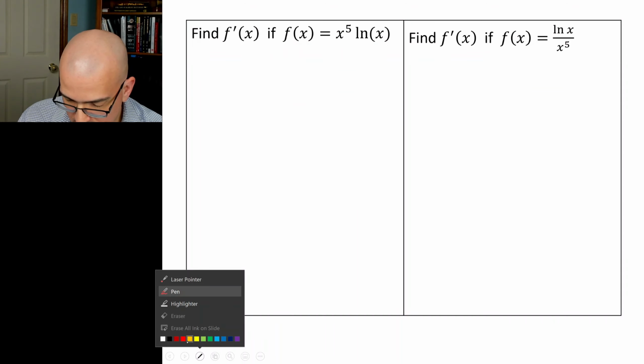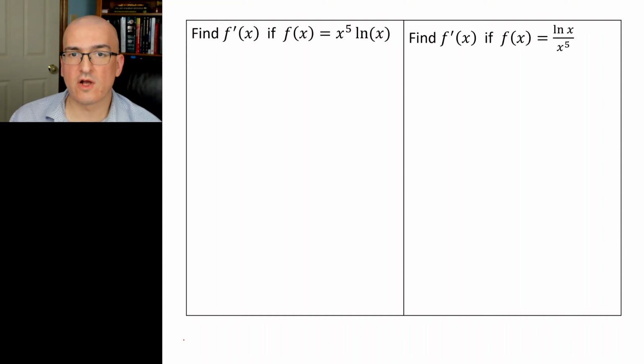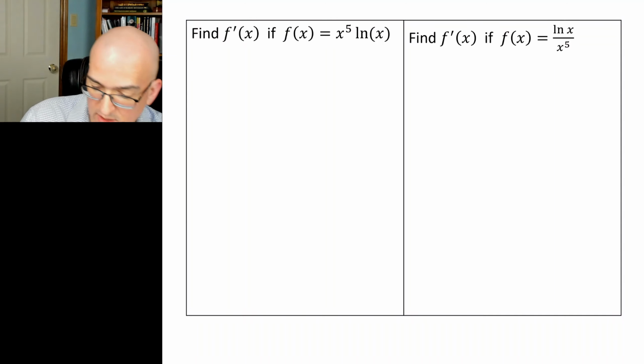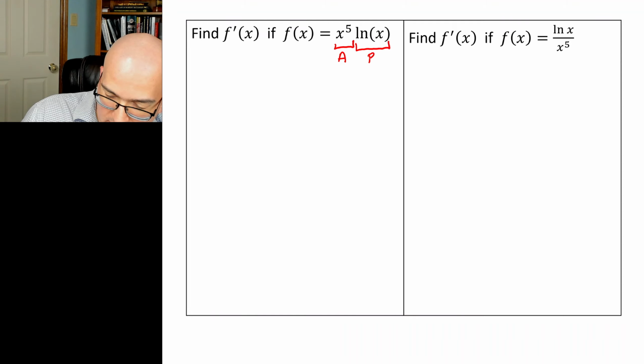Okay, now we'll also look at combinations of this new log derivative rule with our old derivative rules. For example, the product rule and the quotient rule. On the left-hand side, we have two functions multiplied together. We have a polynomial and a log. To take the derivative, we need a product rule. A is x to the power 5, b is the ln of x.